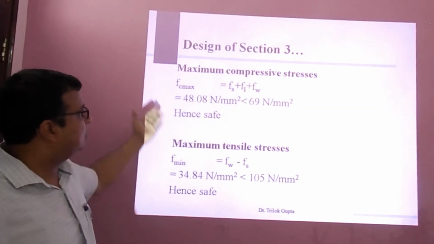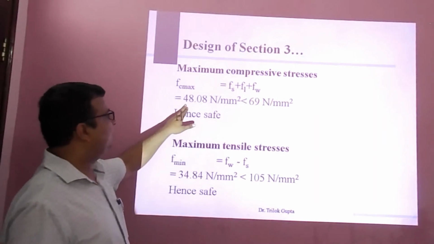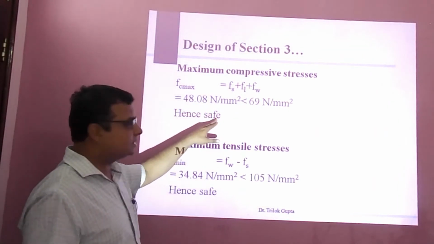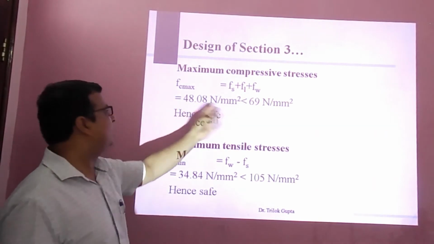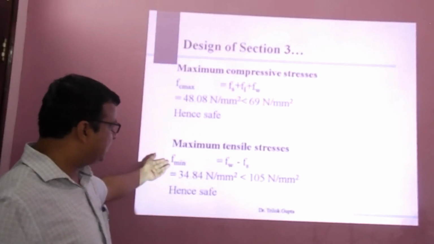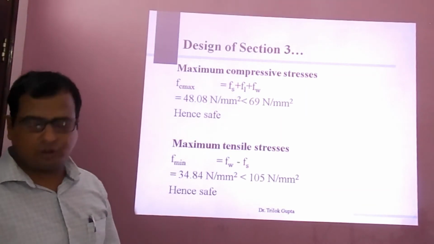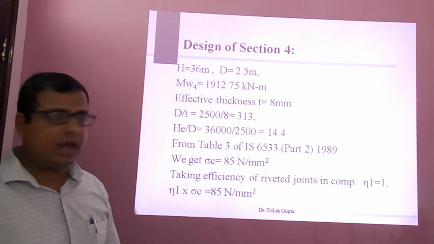Now this is the maximum compressive stress in section 3.3, so that will be 48.08, which is less than 69 Newton per mm square. Now it is near to 69, and now the maximum tensile stress is 34.84, which is less than 105 Newton per mm square, hence our section is safe in tension.